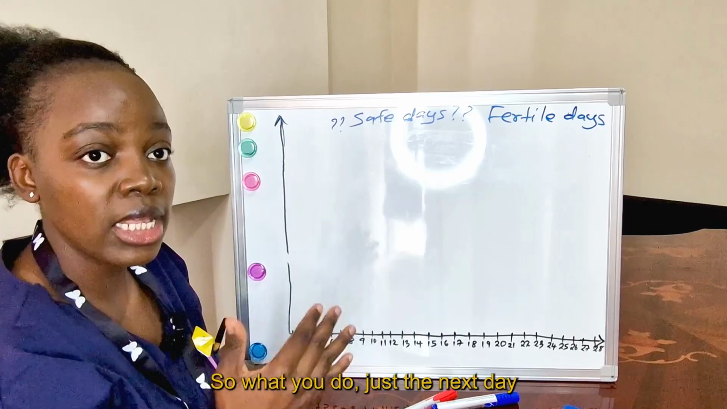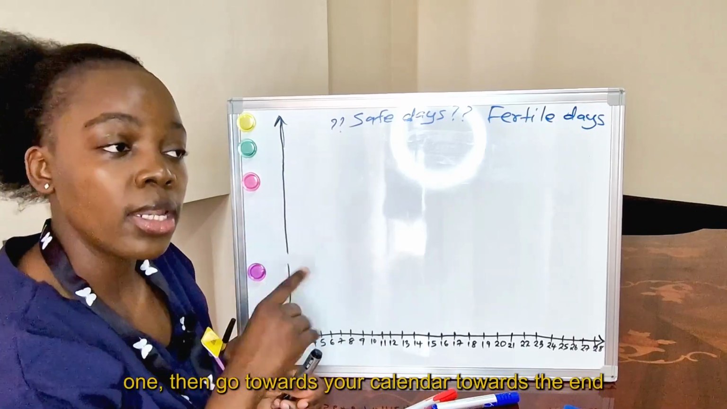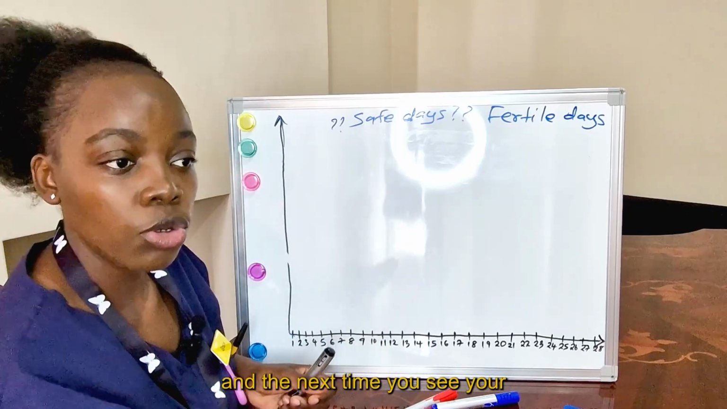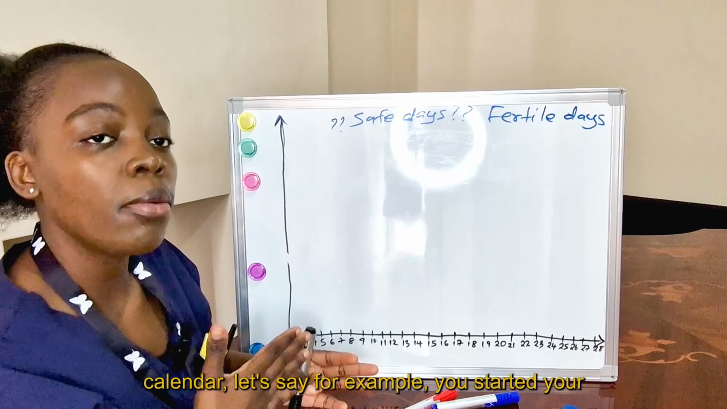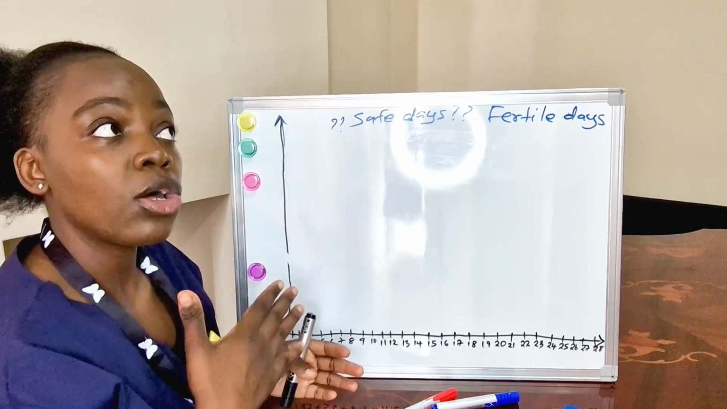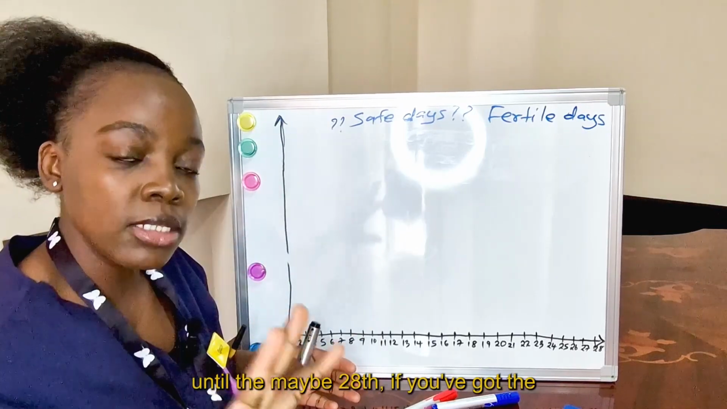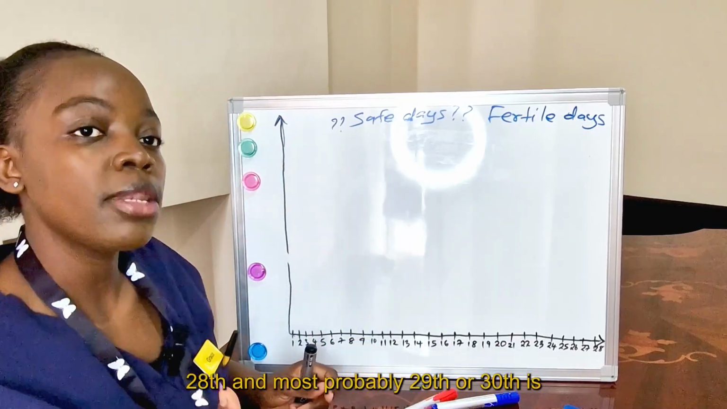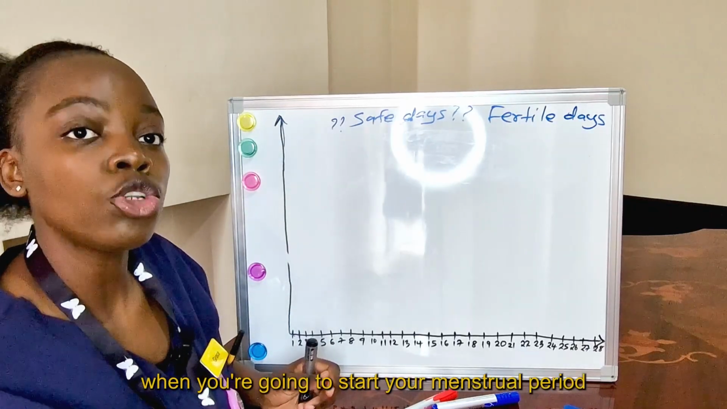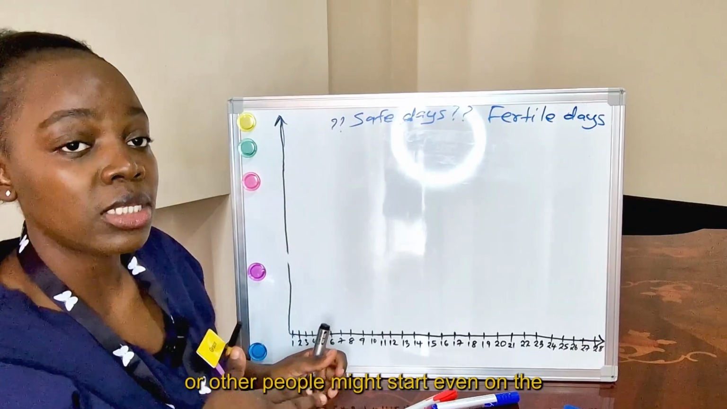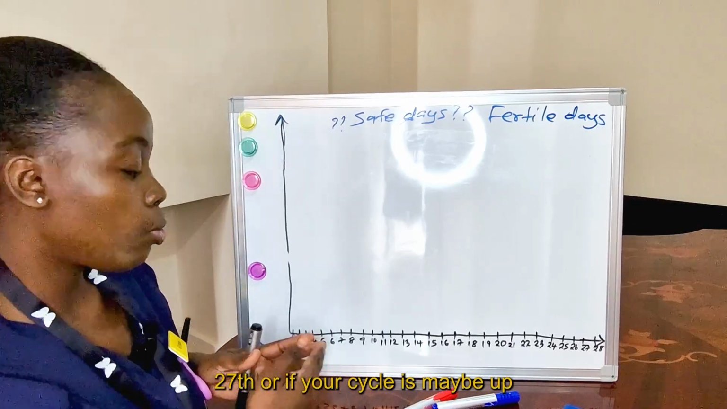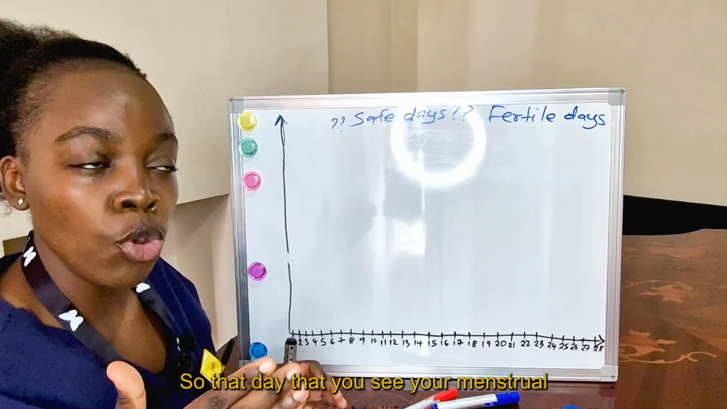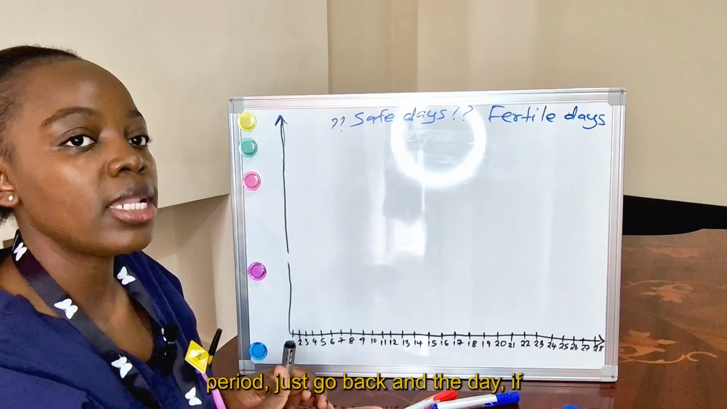So what you do is, the day you start your period, mark it as day 1. Then go to your calendar, and let's say for example you started your period on the 1st of February. Now if you go through the 1st, 2nd, until the 28th, if you've got a 28-day cycle, then most probably on the 29th or 30th you're going to start your menstrual period, or other people might start even on the 27th, or if your cycle is up to 21 or up to 35, it depends.